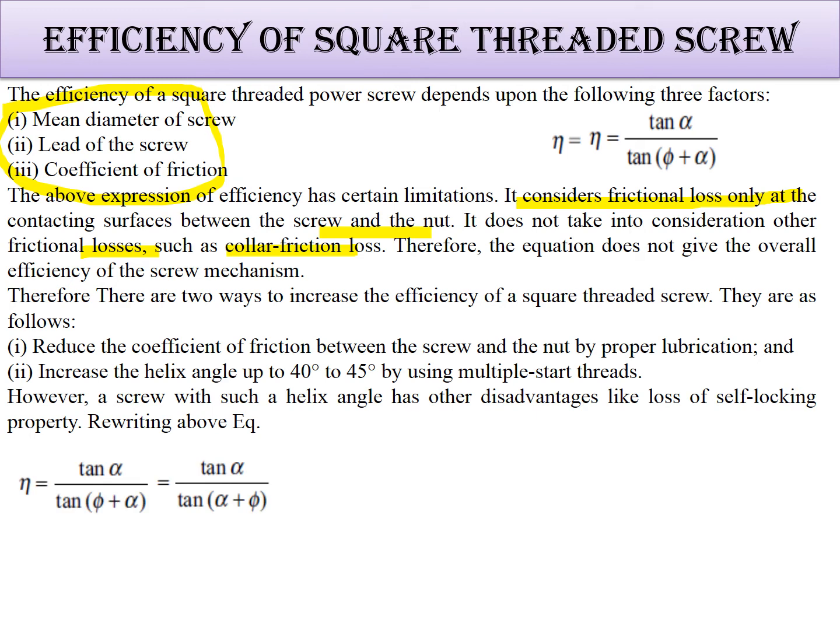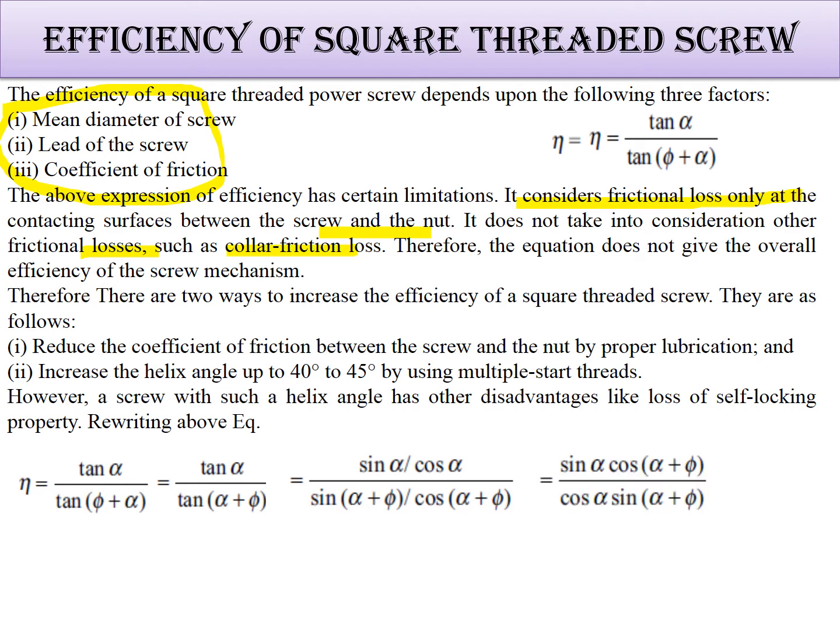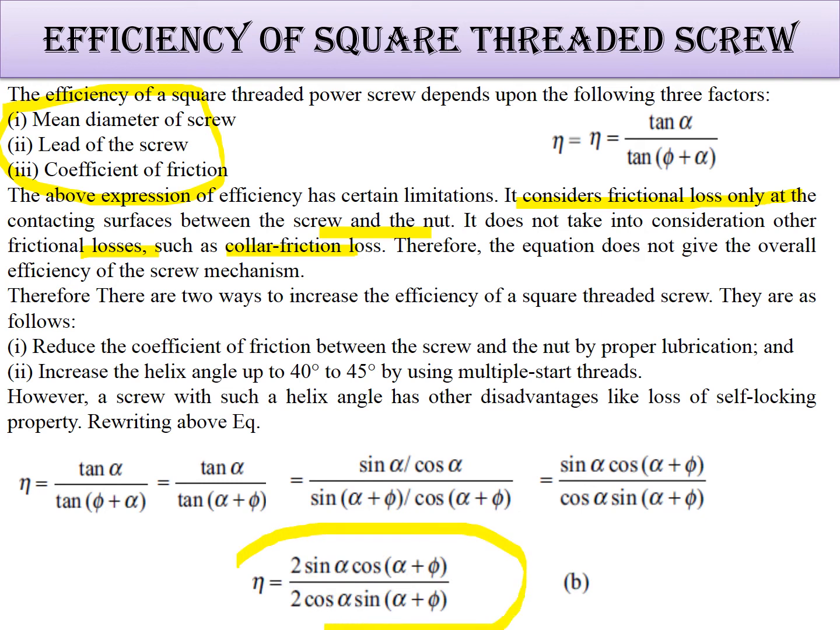So by rearranging this equation, so that we can get the maximum efficiency from this screw thread, what we can get, we have just changed this tan of alpha is equal to sine of alpha upon cos of alpha, and this tan of alpha plus phi is equal to sine of alpha plus phi upon cos of alpha plus phi. So what we get? Sine of alpha into cos of alpha plus phi divided by cos of alpha into sine of alpha plus phi. So this equation gets changed to efficiency equals 2 into sine of alpha cos of alpha plus phi divided by 2 cos of alpha into sine of alpha plus phi.